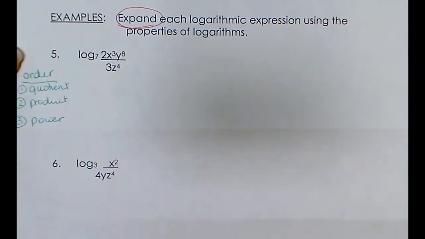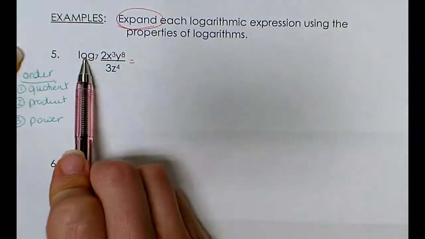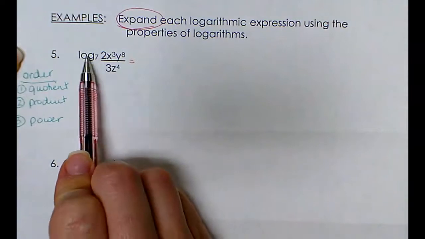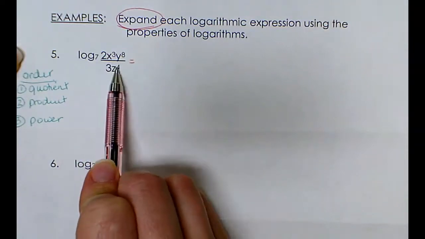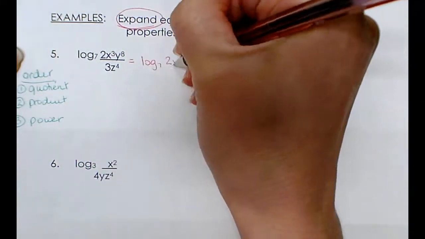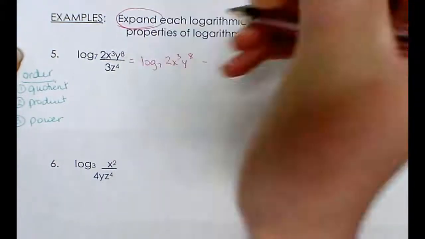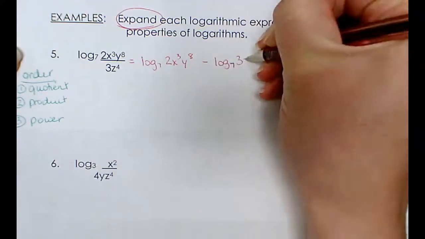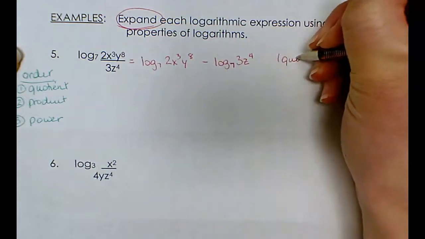So first I'm going to use quotient property. Quotient property states that if you have log base b of something over something, then you can split it up into log base b of the numerator minus log base b of the denominator. So I have log base 7 of 2x cubed y to the power of 8 minus, because this is division, log base 7 of 3 z to the power of 4. So this is quotient property.